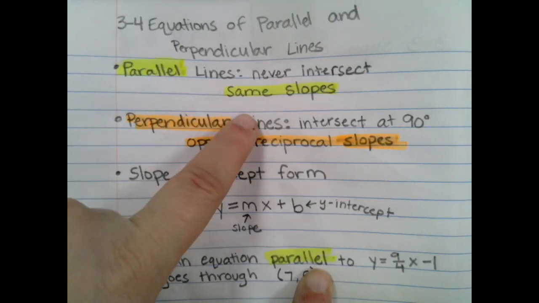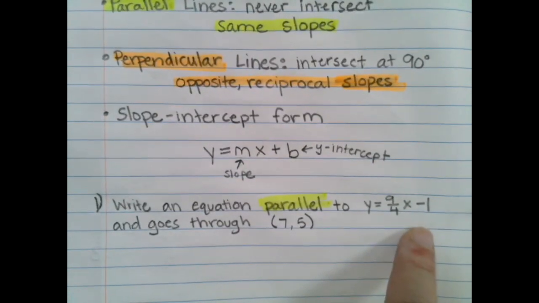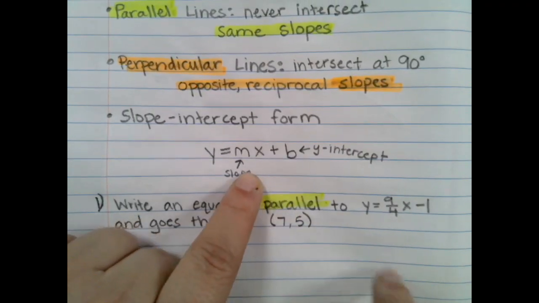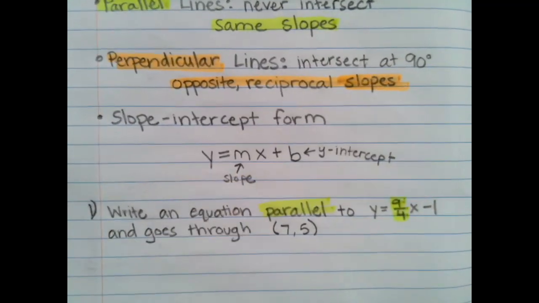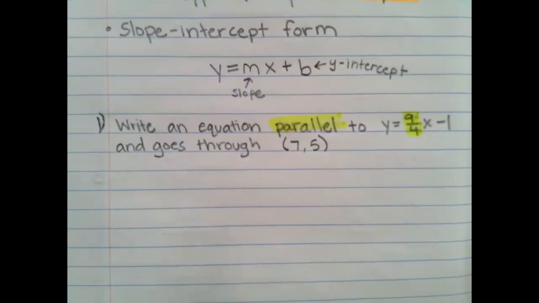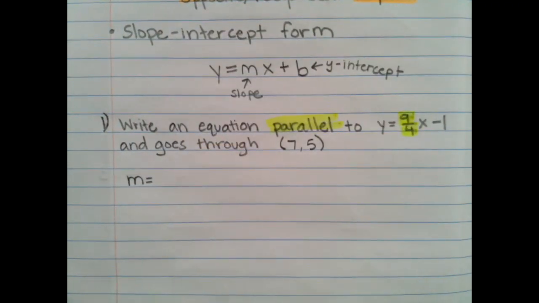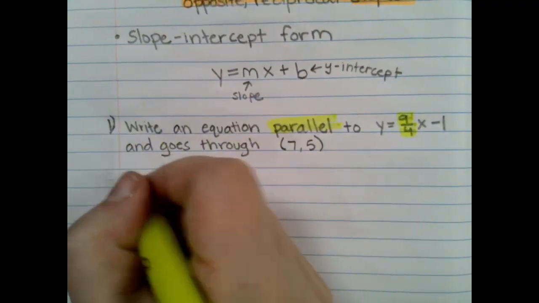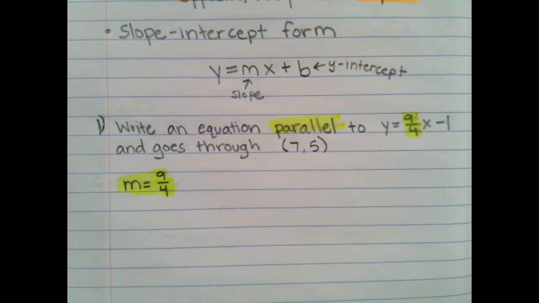Okay, and parallel has to have the same slopes. So as I take a look at this equation, what is the slope of this line? Which one is the m? What goes with the x? 9/4, good. So as I look at my new equation, I know that my m has to be the same. So what is my m going to be? 9/4. Okay, that's really the big starting point today, is that part. And that's what we learned from yesterday, is really that part.